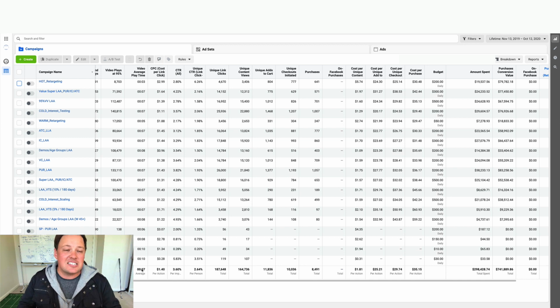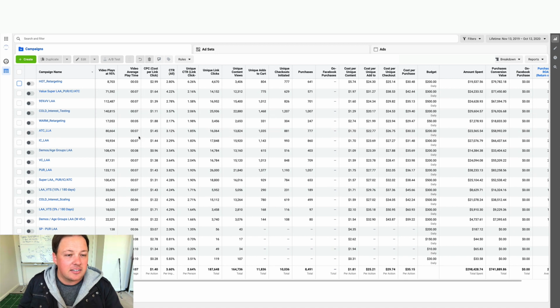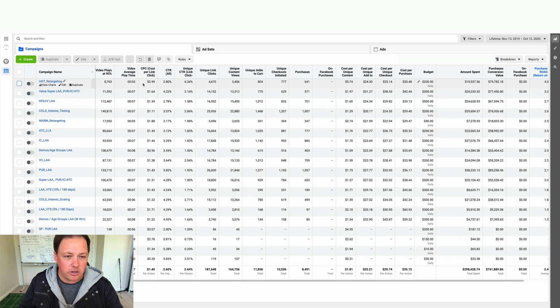So when I do get these ads up and running, these are some of the things I'm going to be looking at trying to improve. It doesn't have to be perfect to be profitable. Just keep that in mind. It does help, obviously, but it doesn't have to be exactly where you want it to be in order to make it work.